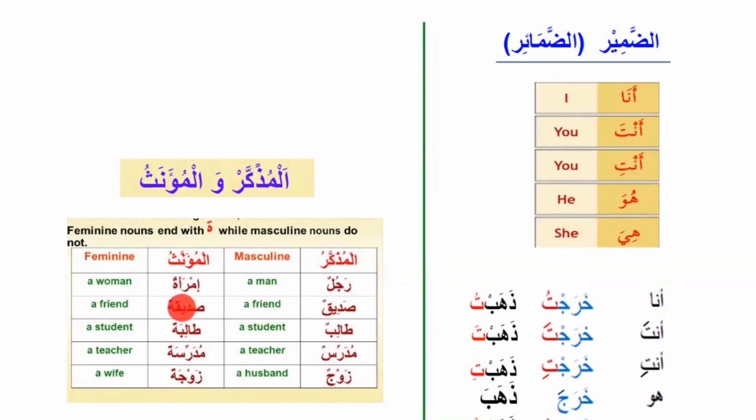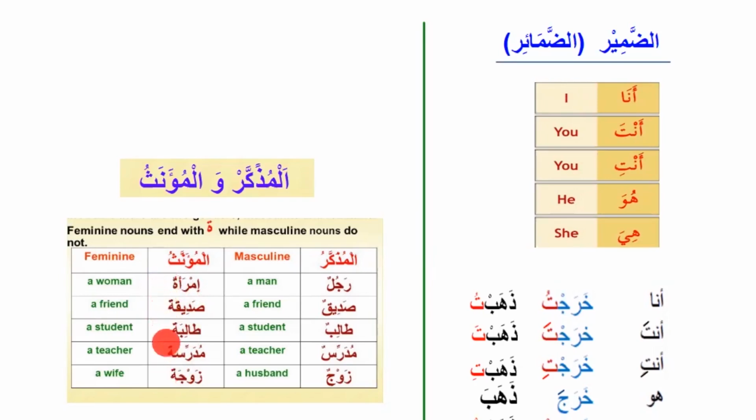So Sadiqun means a male friend. Sadiqatun, a female friend. You see, Talibun means a student, a male student. Talibatun, a female student. As I said, in English we don't differentiate. Mudarrisun means a teacher. Mudarrisatun means a female teacher. So you see, there is always differentiation. Zawjun means a husband. Zawjatun, the wife. So you see. Now, if you can observe something, in all these examples, when we turn to the female side, it is having a ta.